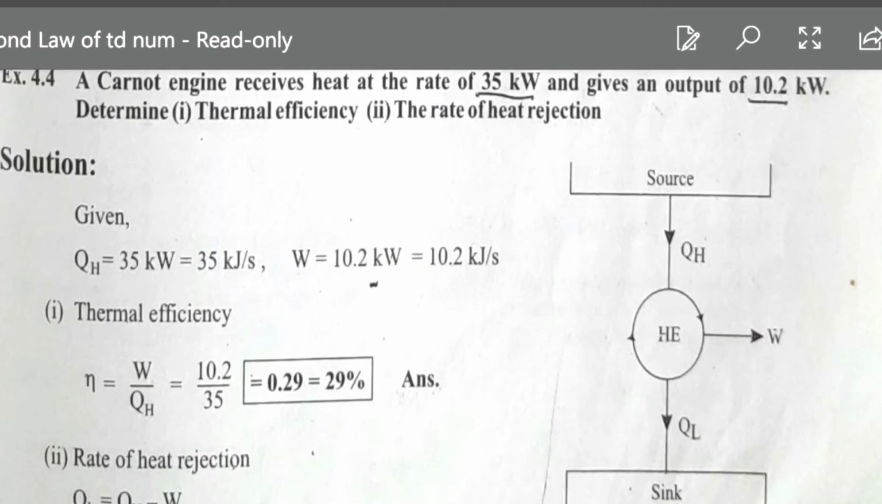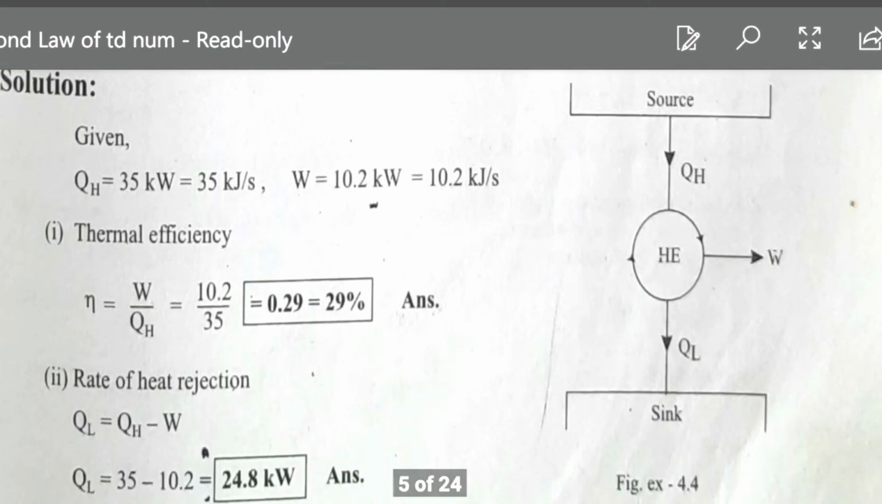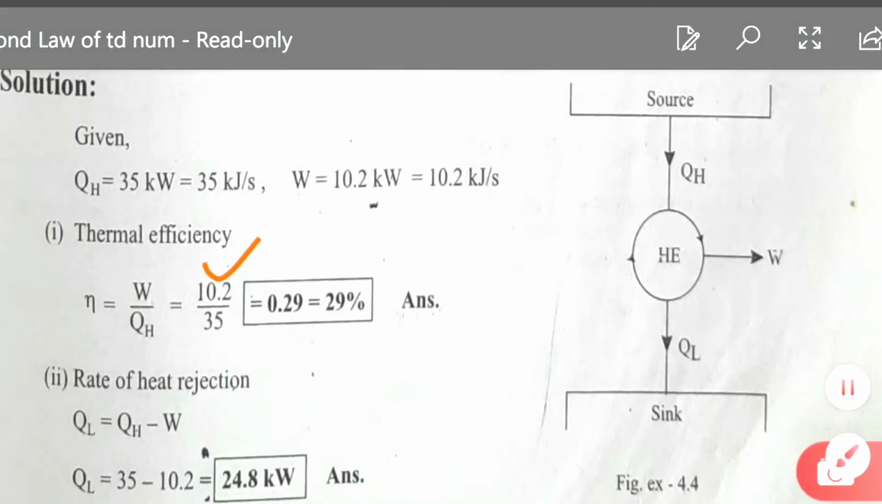So eta equal to W upon QH, that is equal to 10.2 divided by 35, that is equal to 0.29 or 29%. Okay, so efficiency is equal to 29%.